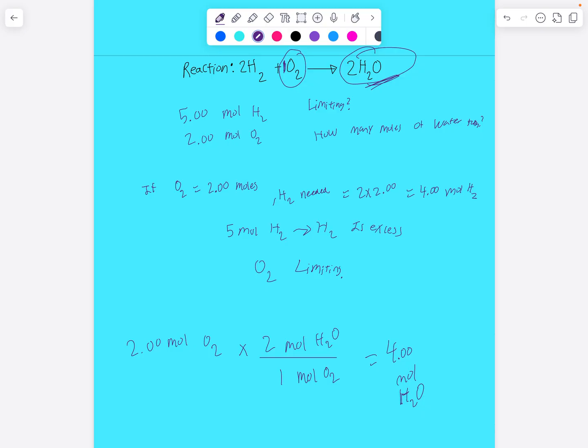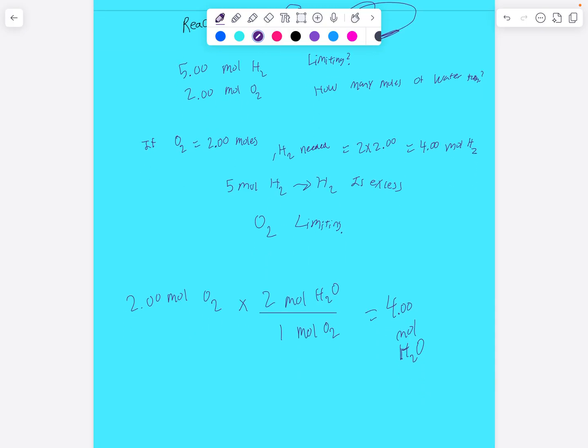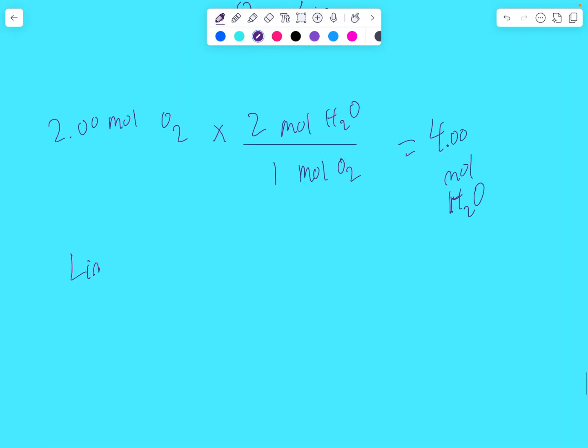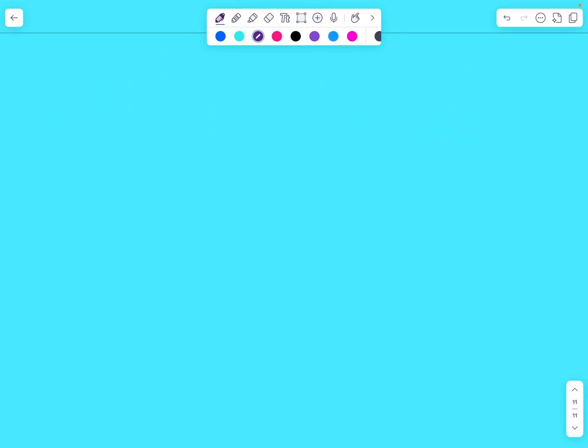So, the answer is this. The limiting reagent is O2. And guess what? The water produced is 4.00 moles of water. All right. If you want to get better at Gen Chem, your job is to practice setups like this until they feel automatic. Given, goal, conversion, cancel units, compute, check.